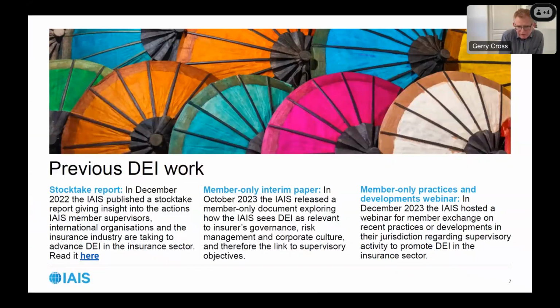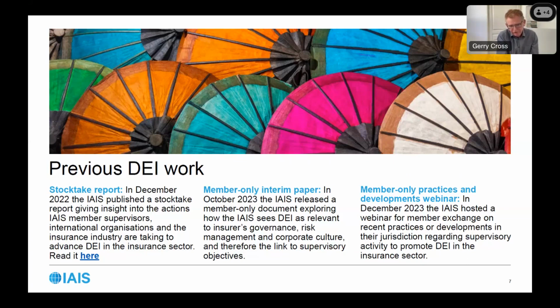And to round out the context, this next slide looks at some key pieces of previous work on diversity, equity, and inclusion by the IAIS. Maybe worth emphasizing to this audience that the 2022 stock take report is available on the link that you will see here on the slide. It is a public output, and I think you will find it very interesting to read. I certainly always find it, when we're having these discussions, going back to it and seeing that stock take of what we found when we looked at this issue for the first time, really very, very interesting.